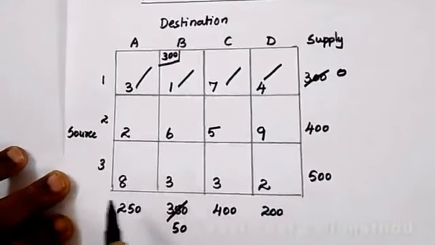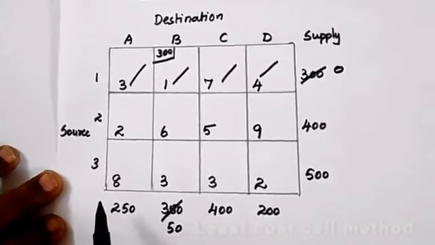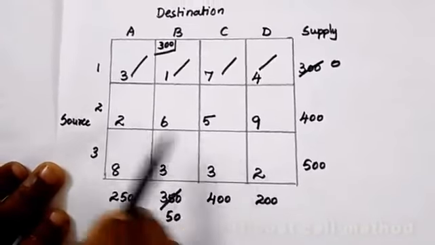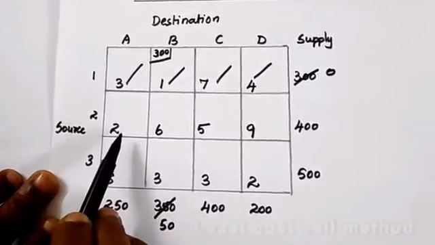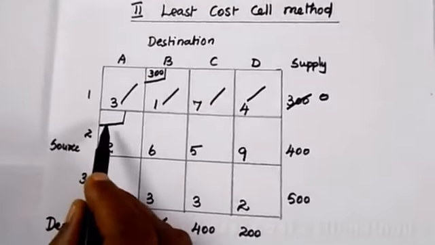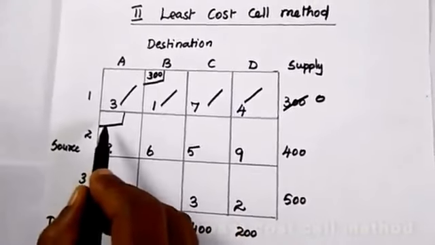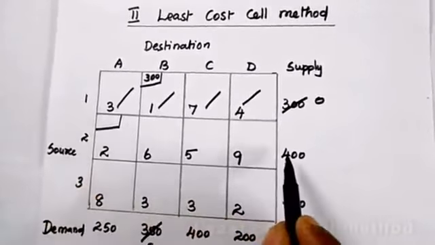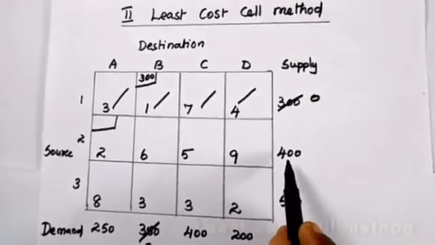This is the remaining cell, unallocated cell. Among the unallocated cells, the second step is to find out the least cell. You can allocate any one cell because we have got the same value in two different cells. No? We can allocate any one. I have selected this cell. Just find out the demand and supply of this particular cell. So what is the demand? 250 demand, 400 supply. Which one is less?